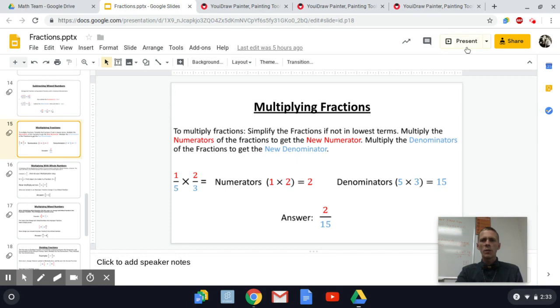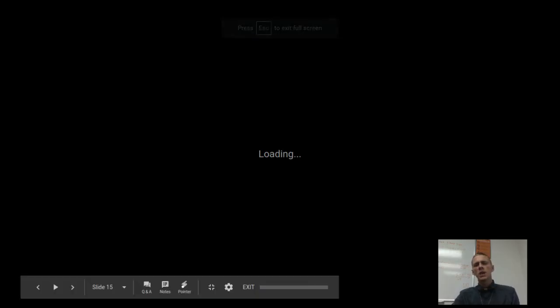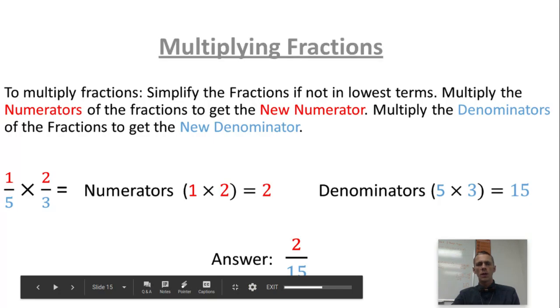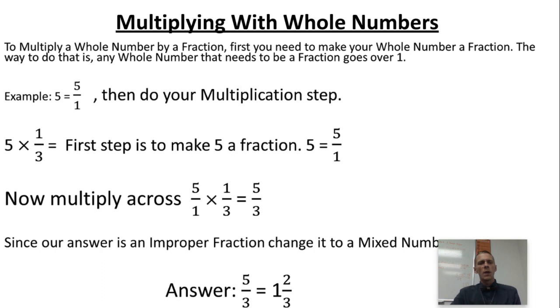Our next example is going to be multiplying fractions with whole numbers. The reason why I'm showing you guys this step is because I want to show you guys how to take a whole number and change it to a fraction. I gave you guys the example here. The way to do that is any whole number that needs to be a fraction goes over 1. So for example, 5 would turn into 5/1.